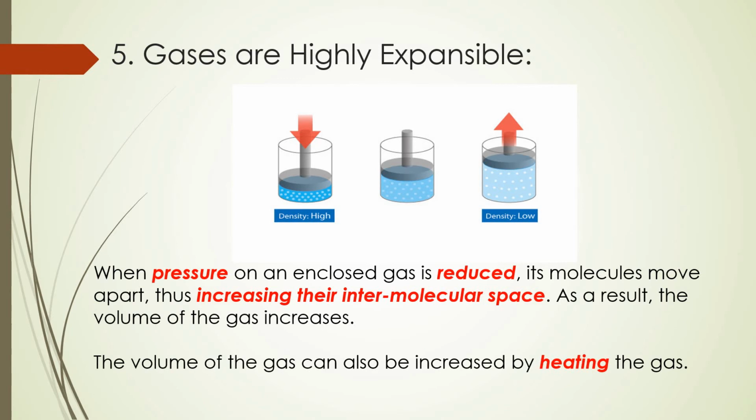The volume of a gas can also be increased by heating the gas. That means we can conclude that the volume of a gas can be increased, number 1, by decreasing pressure, and number 2, by heating the gas. When we heat the gas, we increase the kinetic energy of gas molecules. And when the kinetic energy of gas molecules increases, these molecules move far from each other with more speed, increasing the intermolecular space. Thus, volume increases.